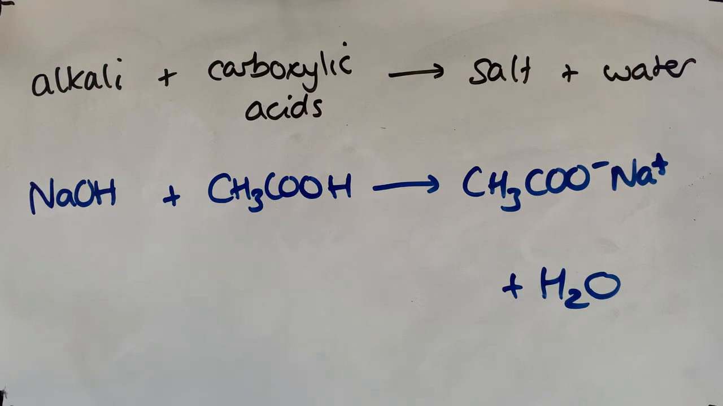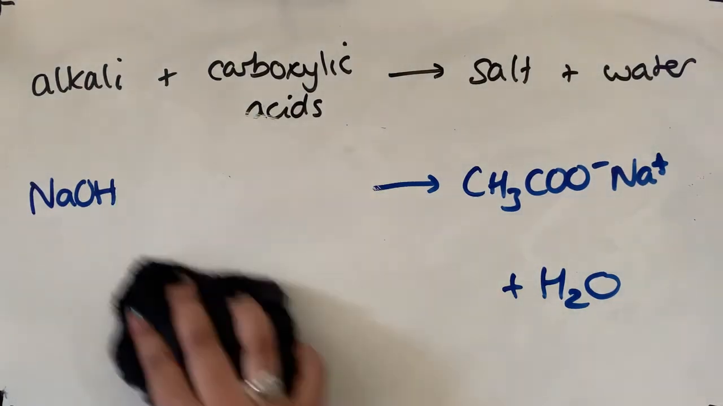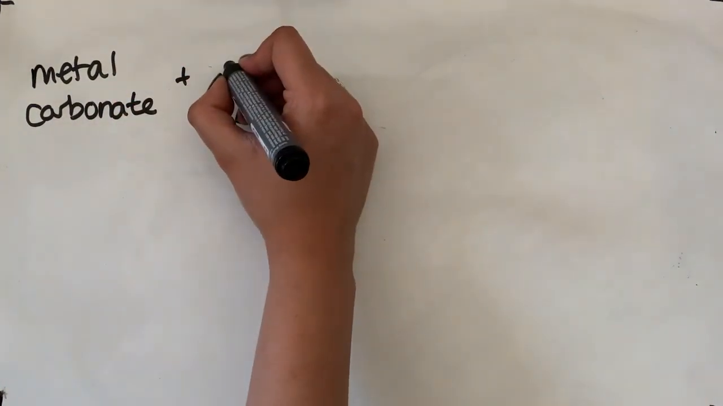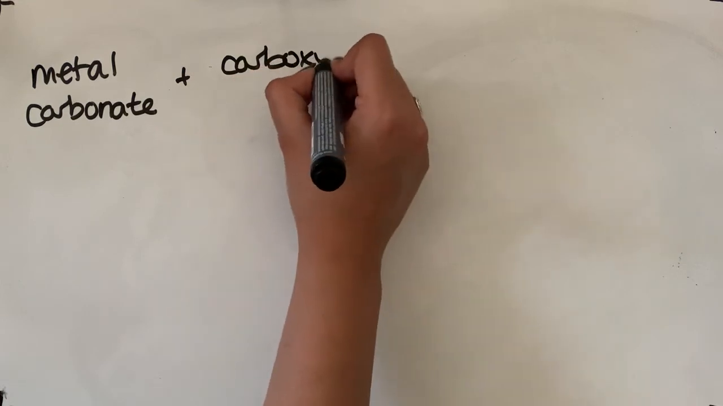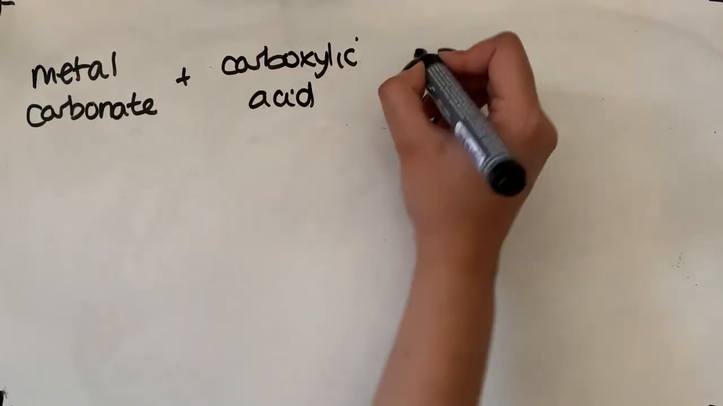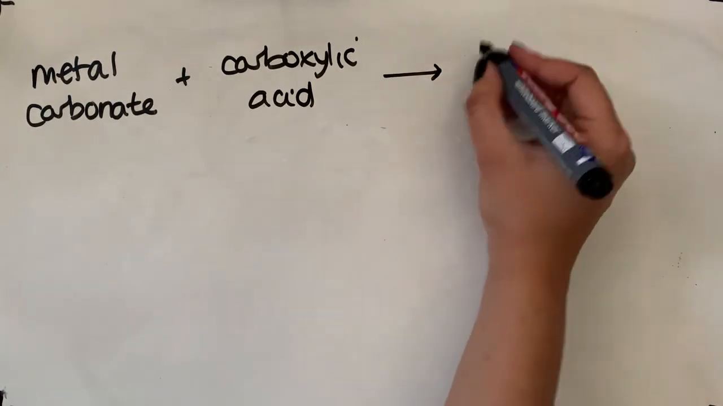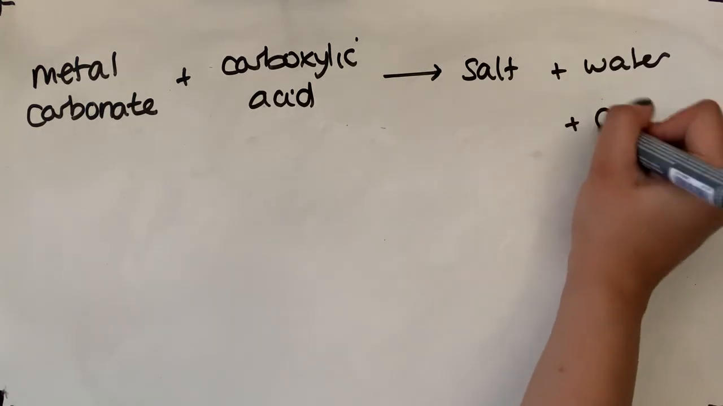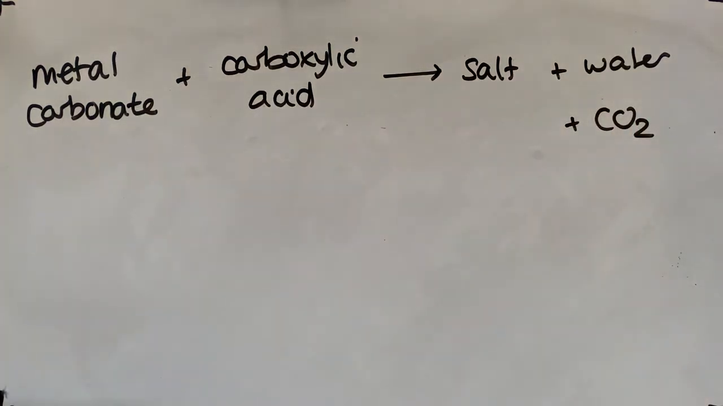And another neutralization reaction is the one where we have carboxylic acids with metal carbonates. So metal carbonate plus carboxylic acid. So again, base plus acid reaction. This one you're going to form salt plus water, and carbon dioxide as well, because you've got your carbonate here. Okay.